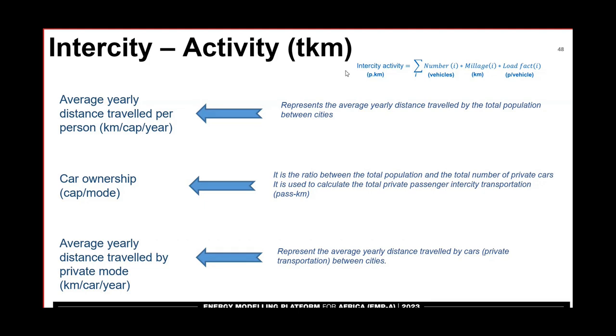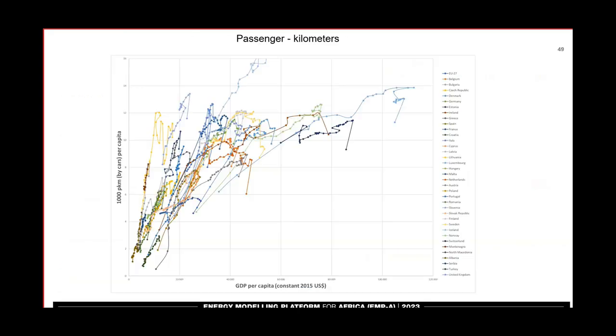There is also another mistake here. I will have to correct it. That is passenger kilometer, not ton kilometer. And here, in case you don't have all this information, you can estimate the activity in terms of passenger kilometer by multiplying the number of vehicles by the annual mileage of each vehicle, and by the load factor of each vehicle. It will give you the overall intensity activity that we have in the country.